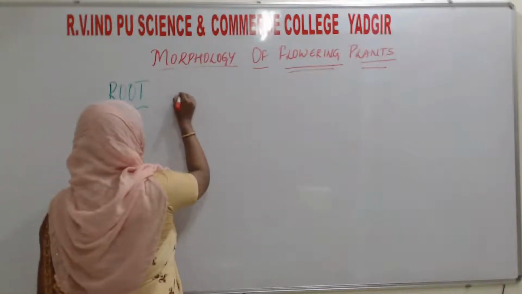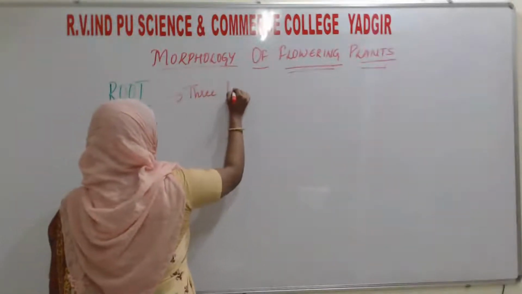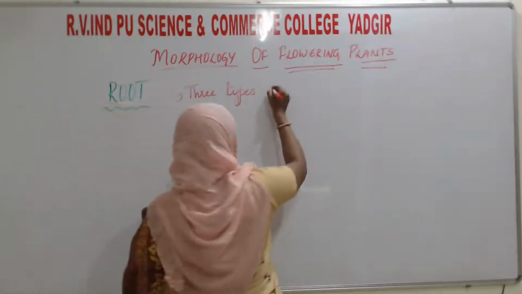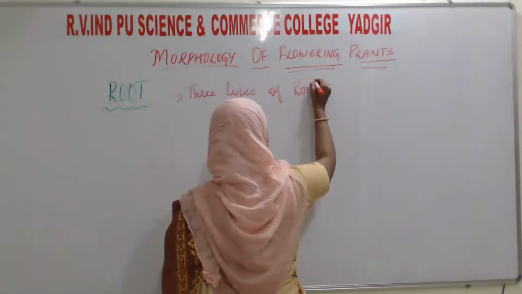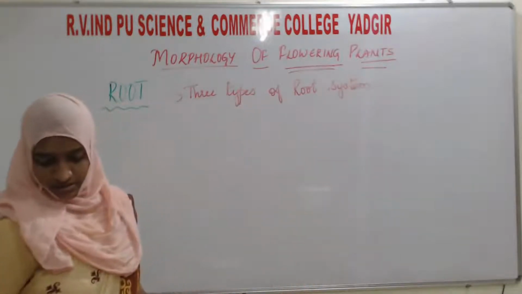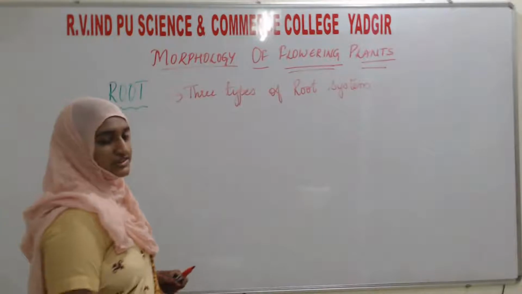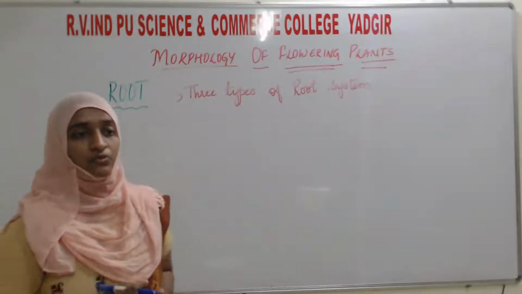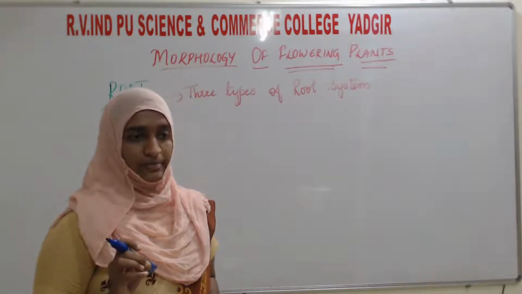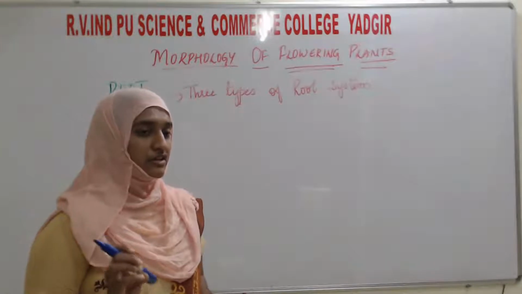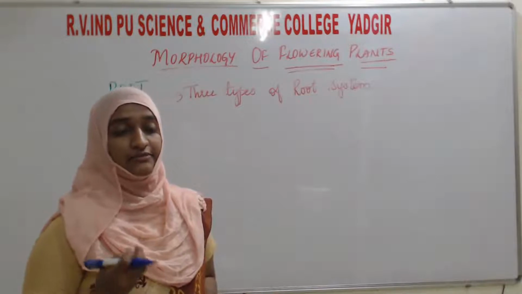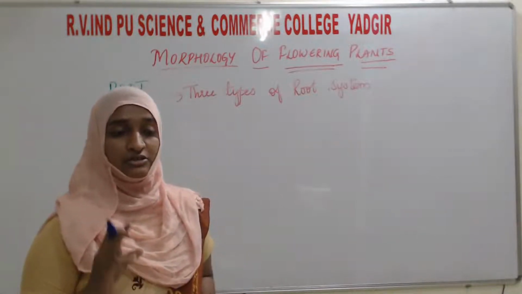There are 3 types of root system. Based on what have these 3 types been divided? Based on the size, shape and structure, or else we can say based on the morphological characters, the root system is divided into 3 systems.